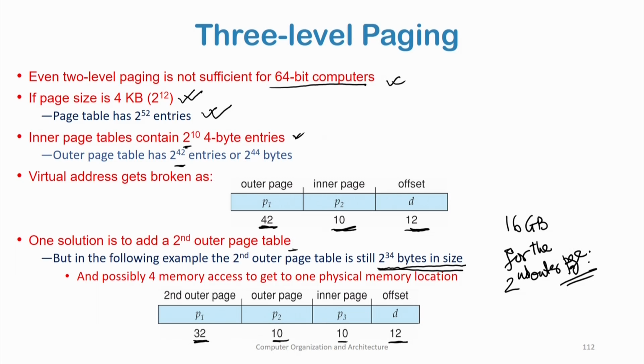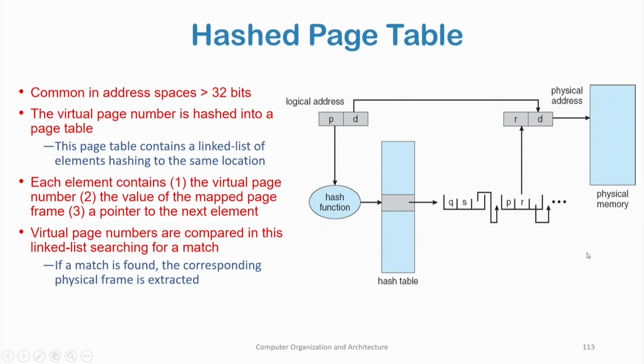But obviously, this scheme is there because for larger logical address spaces, we may need to have multiple levels of page tables, more than 2.